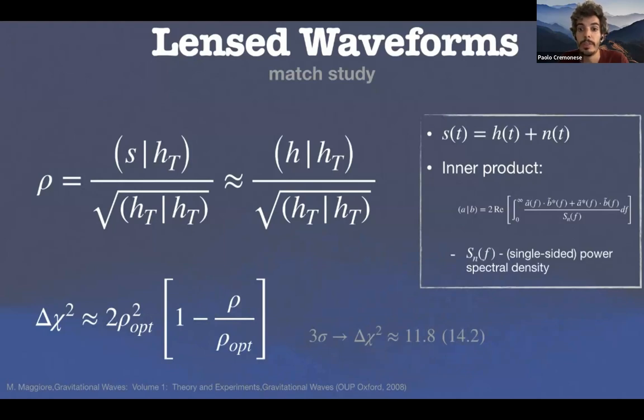So we also want to define a confidence region through the delta chi square, which basically represents the accuracy of our detection. The value of the delta chi square at 3 sigma depends on the number of free parameters that we are considering. And here we have two free parameters for some models, which gives a delta chi square of 11.8. And in some cases, we have three parameters that gives 14.2.